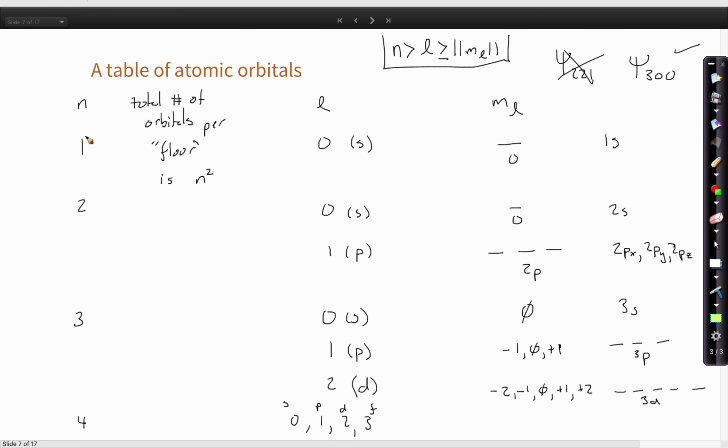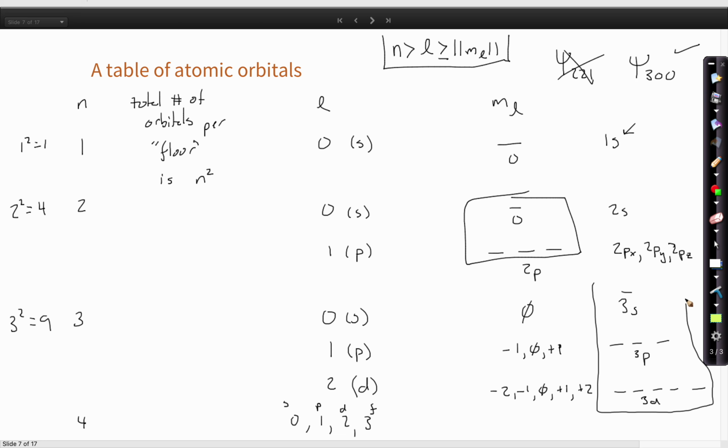So if we take n equals 1, 1 squared is just 1, and we only end up with one apartment, one orbital. If we look at n equals 2, 2 squared equals 4, and there are 4 orbitals that we could work with here. N equals 3, 3 squared equals 9. 3 times 3 is 9, and here we have our 3s, our 3 3ps, and our 5 3ds. 5, 3, and 1, that's a total of 9.